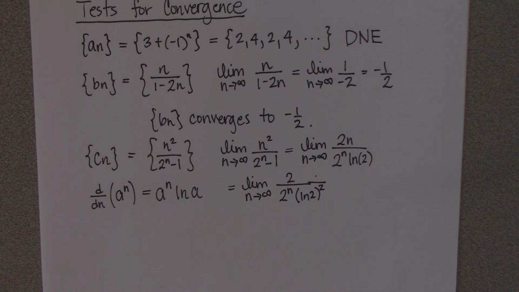Well, now if I try to take the limit again, I've got a constant on top and infinity in the denominator. So it's clearly going to 0.